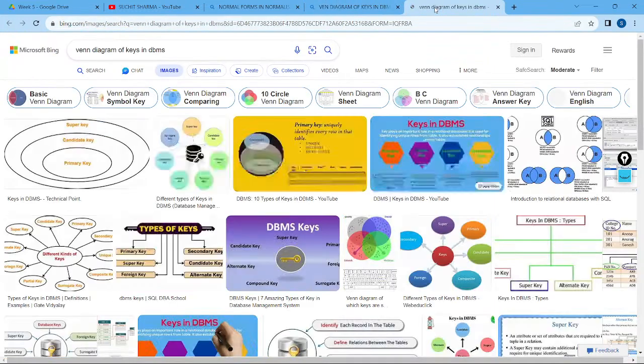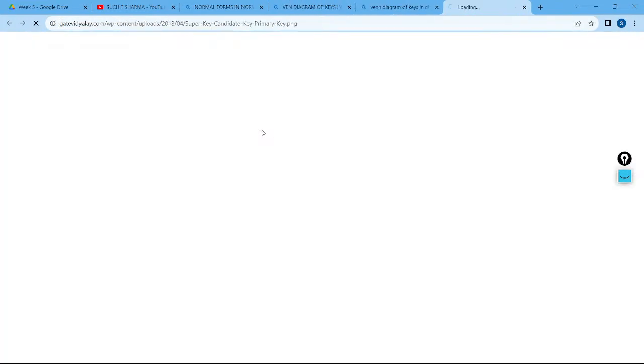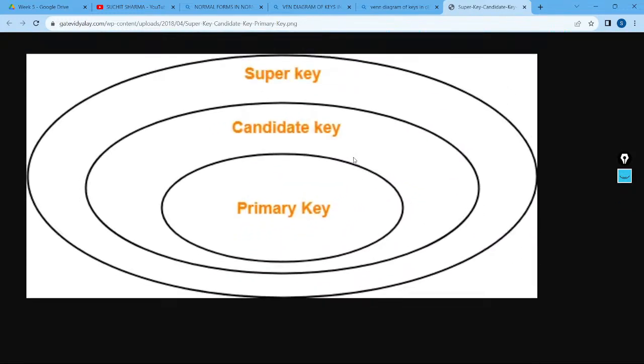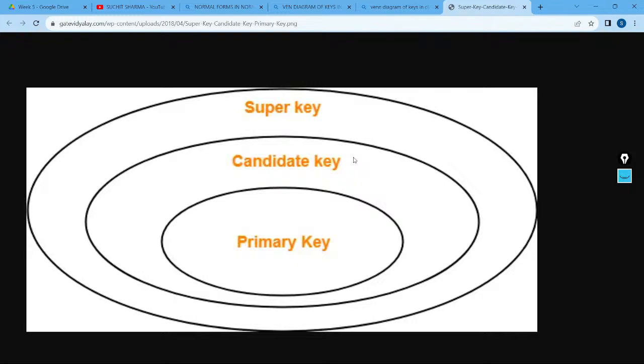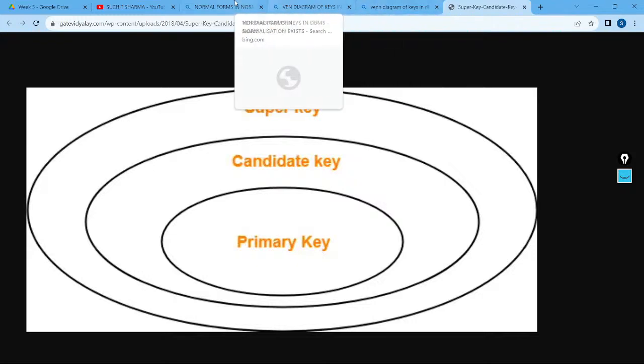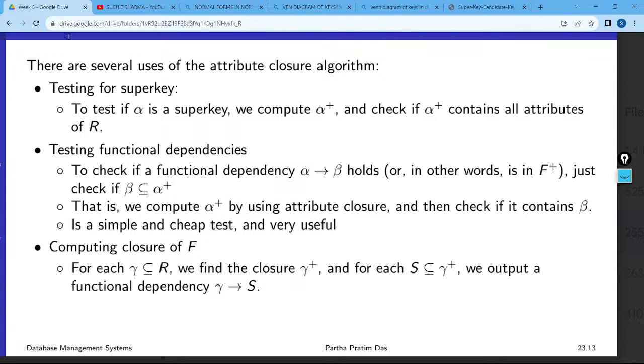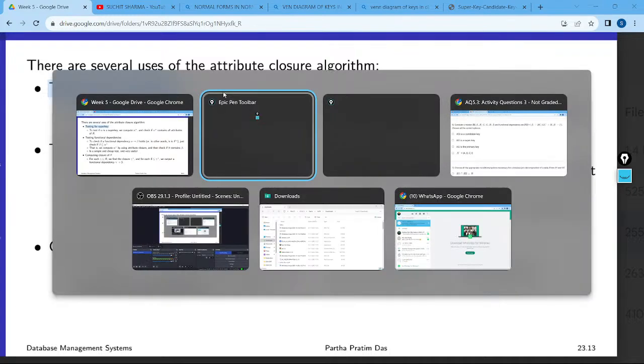This image is really something you should watch. Every primary key is a candidate key, and every candidate key is a super key. So in the PPT we have only super key. We have only one thing, that is testing for super key. We have no such thing as checking for candidate key, right? So what we can do is find whether it is a super key or not.